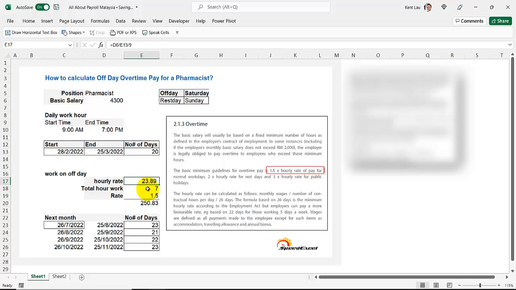And then the person works 7 hours on the off day rather than the 9 hours. So on the off day, on the Saturday, you need to multiply by 1.5 because it's the off day according to Malaysia law. So that goes to an additional 250 ringgit for that week. So add up together, the person will have 4,550 something. And that is how you calculate the overtime pay on the off day for pharmacists.